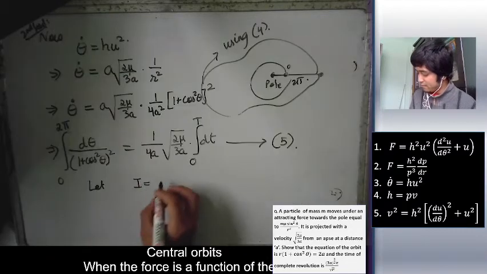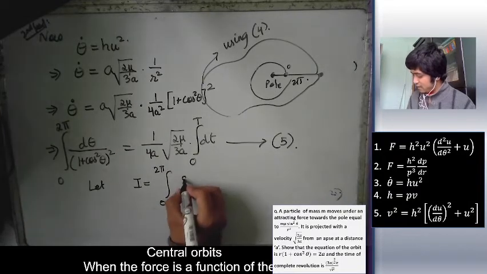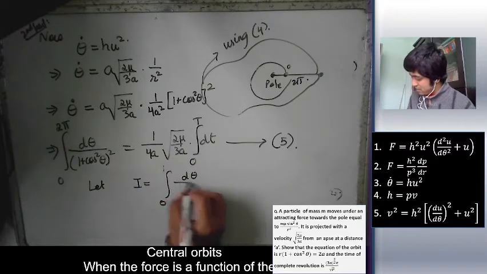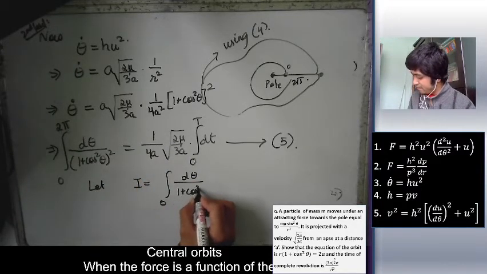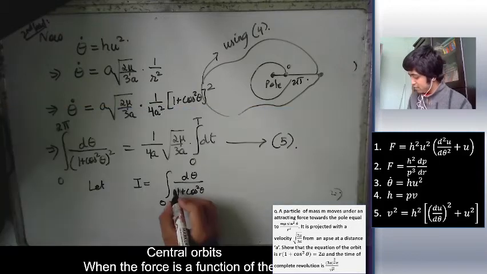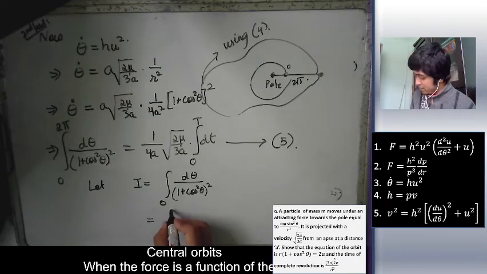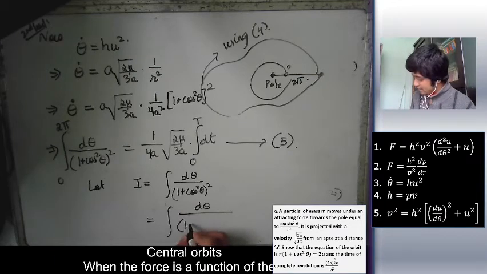Let I be the integral from 0 to 2 pi, d theta over 1 plus cos square theta whole thing square. In fact, I won't even put the limits. It will only be confusing. I will substitute the limits after. So how do we integrate this one? You need to remember the technique. You will first have to convert everything into sec, sec square theta whole thing square.